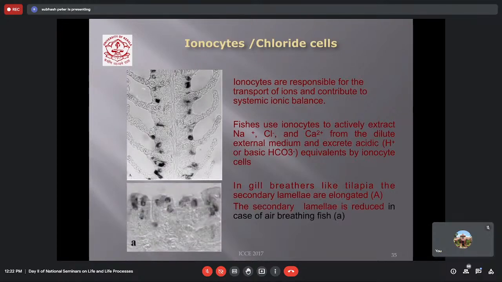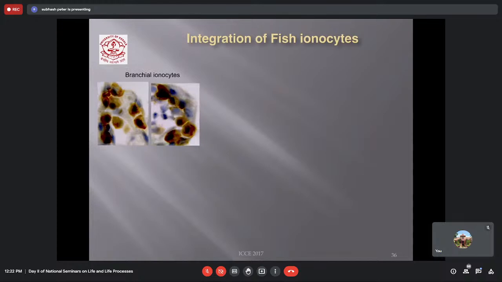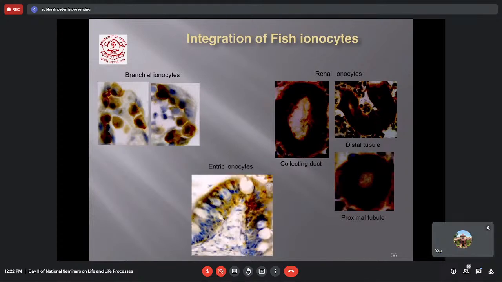This is the lowest one, an air-breathing fish, which shows the ionocytes as the seat of sodium pump protein, which has been linked, and cross-reactivity has been taken together. So when we look at the integration of fish ionocytes, we have branchial ionocytes, sorry for the overproduction here, the renal ionocytes, and also the intestine.